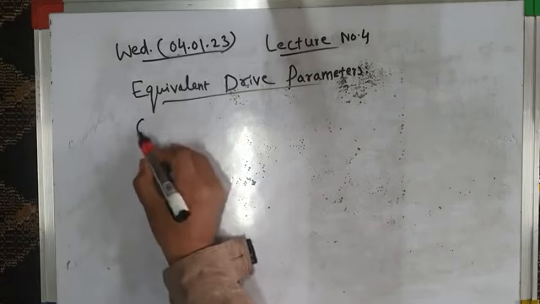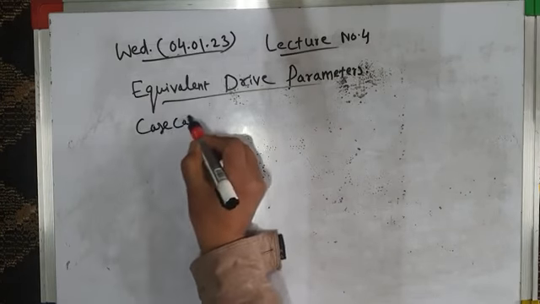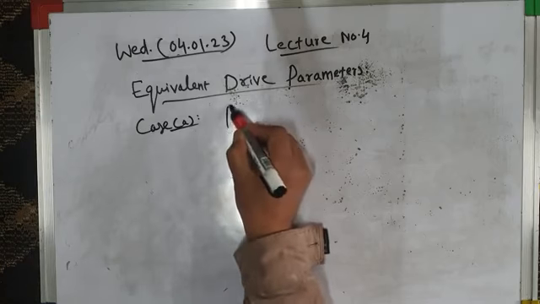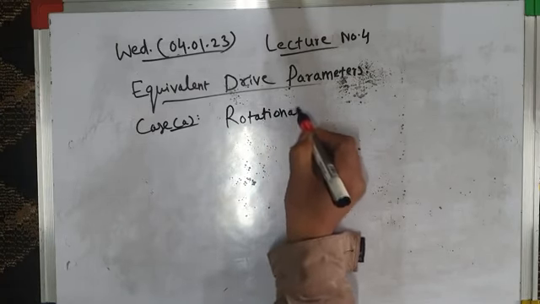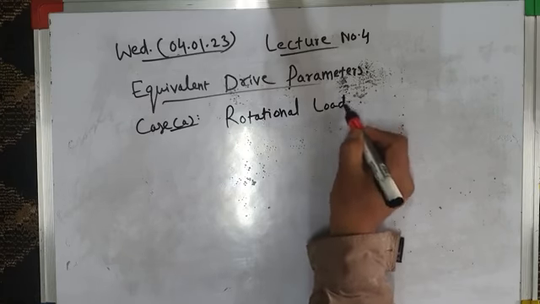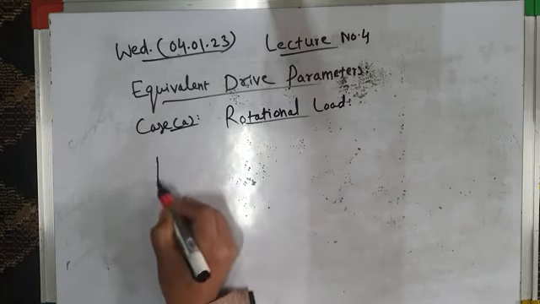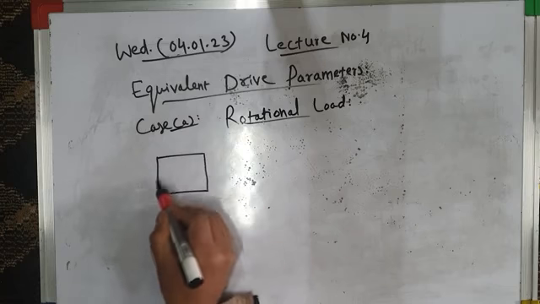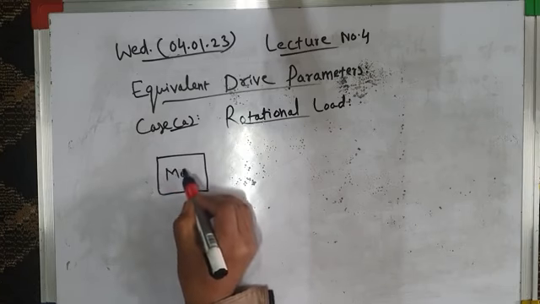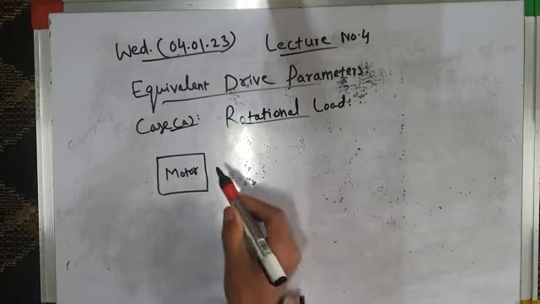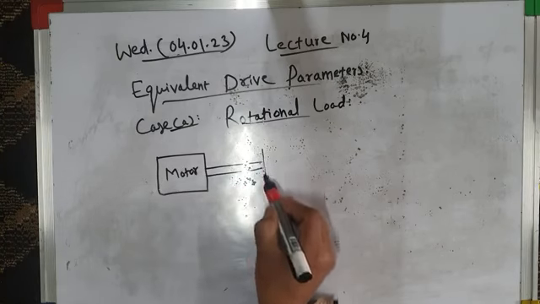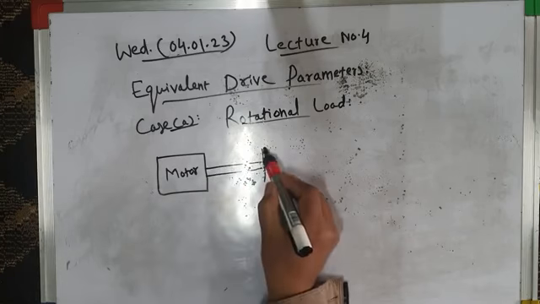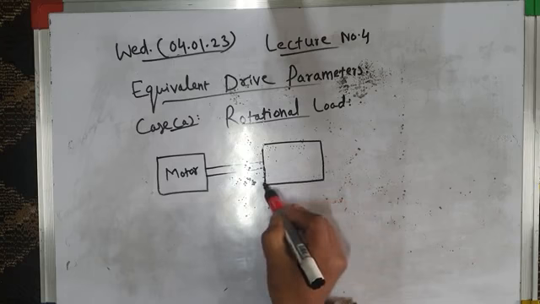So first of all, I will take case A. Case A is for rotational load. I will write here rotational load. Okay, now this is our motor. Maybe an AC motor if the drive is an AC drive, or it may be a DC motor if the drive is a DC drive. This is the transmission equipment or coupling between motor and load. This is the mechanical load.